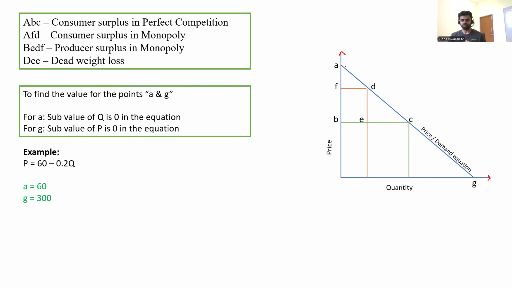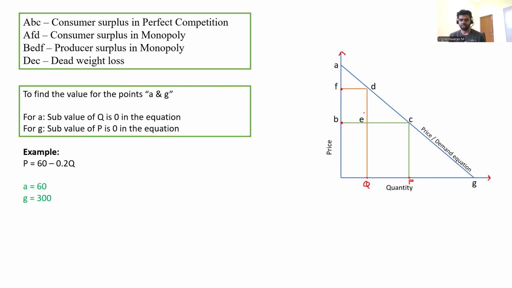Now if you see here, this BC, this line in green, is the perfect competition price and output. In perfect competition, we will have one price called B and one quantity, let this quantity be P. This red color line is the price and output for monopoly. In monopoly, the price is F and let the quantity be Q.